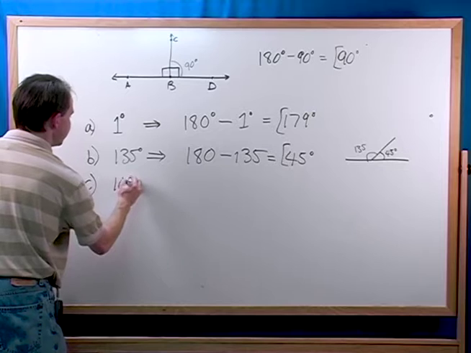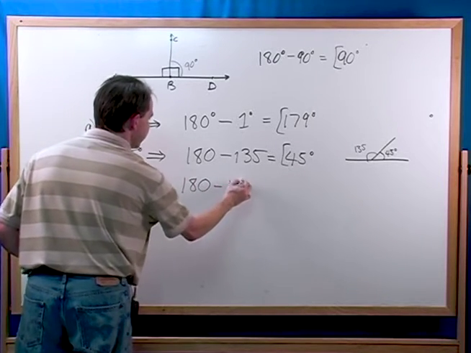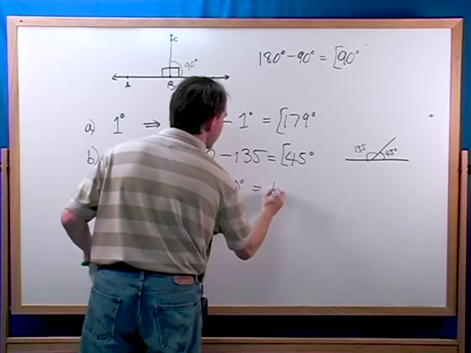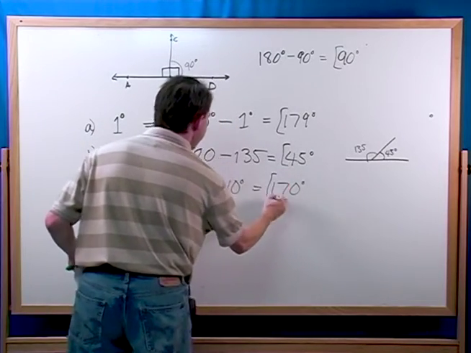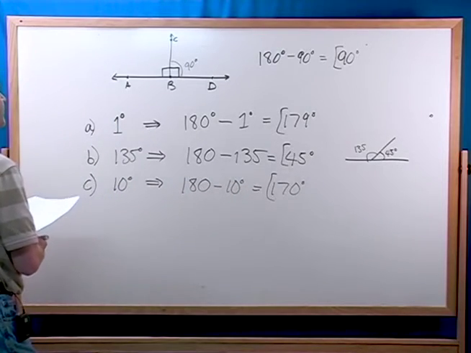What is the supplement of 10 degrees? Well, same thing. Take 180 degrees minus the 10 degrees, and you will get 170 degrees. That is the supplement of 10 degrees because you add them together and you get 180 degrees.